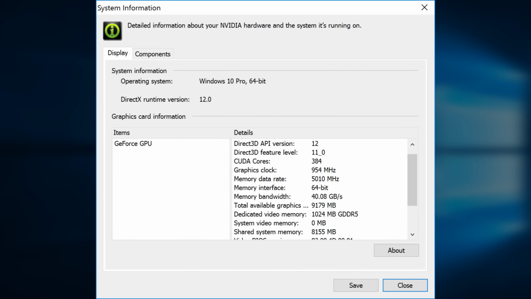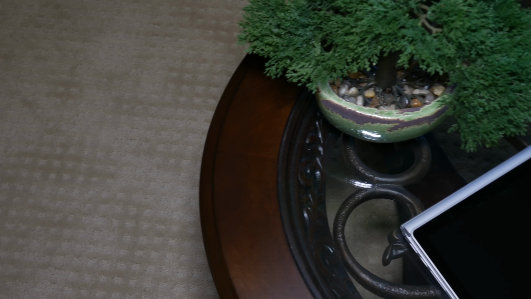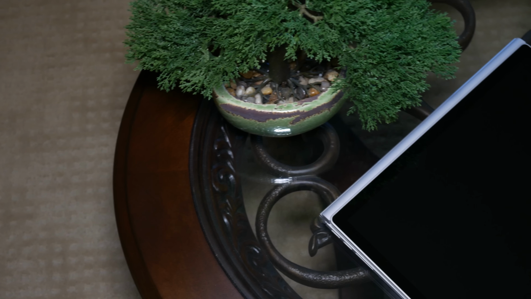However, it's also important to note that the dedicated GPU is doing the same thing the integrated GPU is doing. It's borrowing an extra 8,155 megabytes of video memory from the system. Therefore, the Surface Book's dGPU has a technical total of 9,179 megabytes of video memory and is 100% capable of using up to 9,130 megabytes of that video memory to compute graphical information. So here's a quick recap on the Surface Book's 2 GPUs.